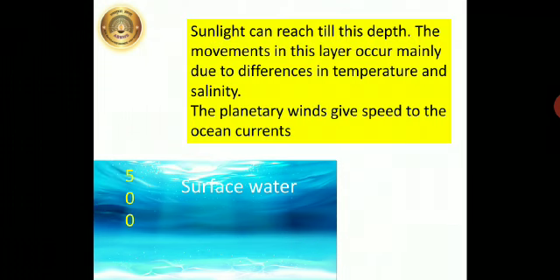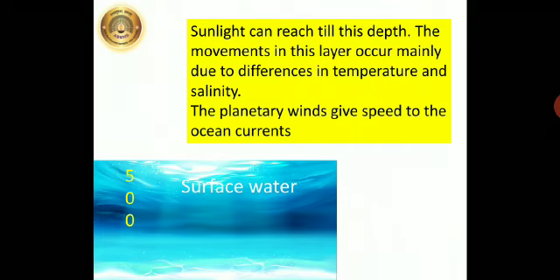Here in the image also you can see that sunlight can reach up to the depth of 500 meters. So as the sunlight can reach this depth, it can penetrate up to 500 meters. The temperature here differs. The main movements in this layer occur mainly due to the differences in temperature and salinity. Salinity is the amount of salt mixed in the water. And even the planetary winds give speed to the ocean currents.